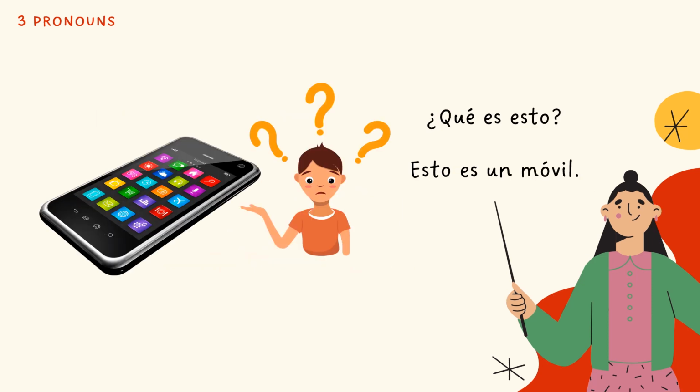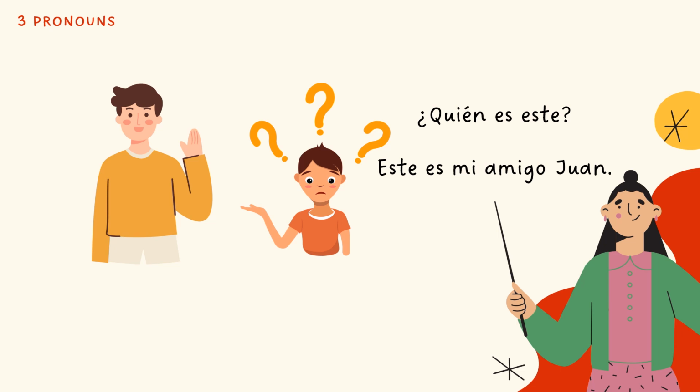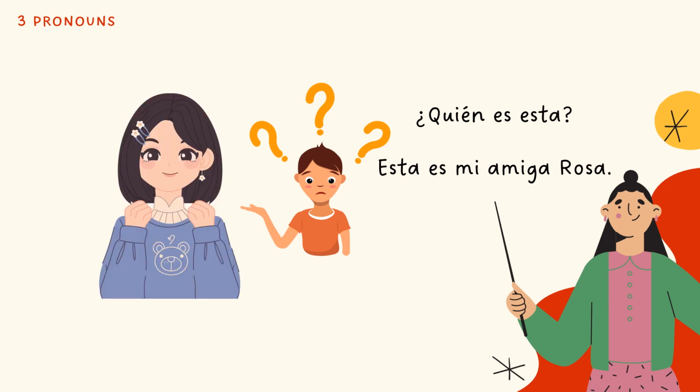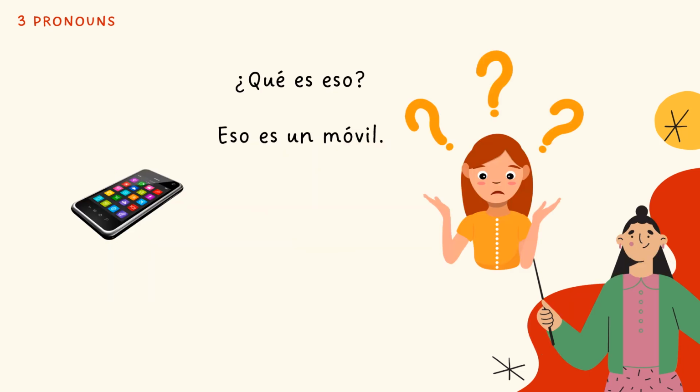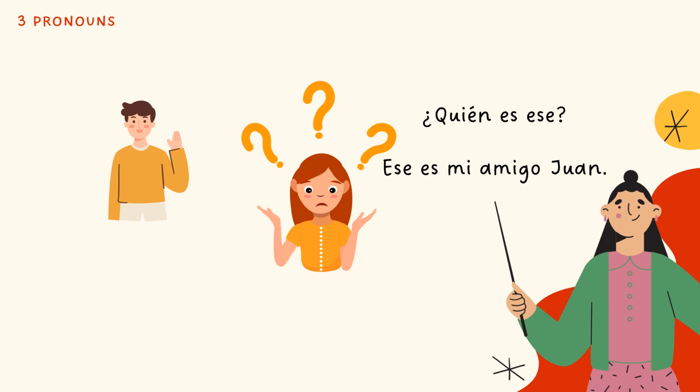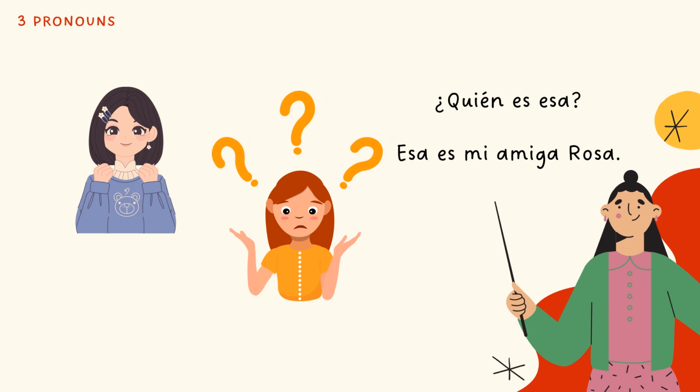¿Qué es esto? Esto es un móvil. ¿Quién es este? Este es mi amigo Juan. ¿Quién es esta? Esta es mi amiga Rosa. ¿Qué es eso? Eso es un móvil. ¿Quién es ese? Ese es mi amigo Juan. ¿Quién es esa? Esa es mi amiga Rosa.